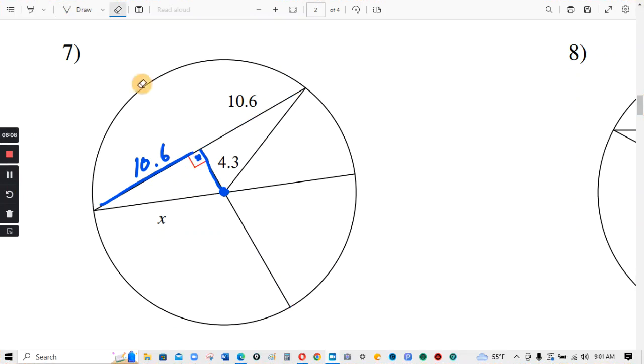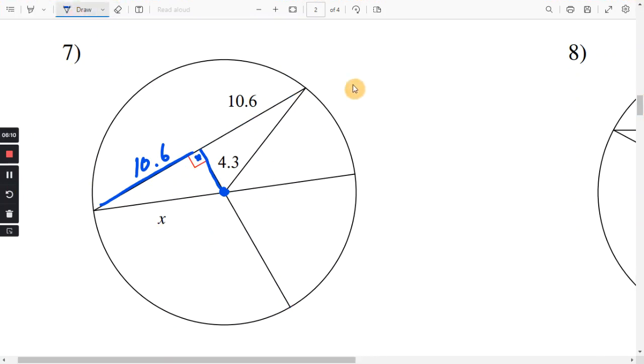Now, we have a right triangle here. So use Pythagorean theorem. A squared plus b squared equals c squared. Across from your right angle, that's going to be c. The other two sides, it doesn't matter which is a or b. So I'll let a equal 10.6. I'll let b equal 4.3. And you guys can finish that one from there. Just plug into the equation, take the square root at the end.